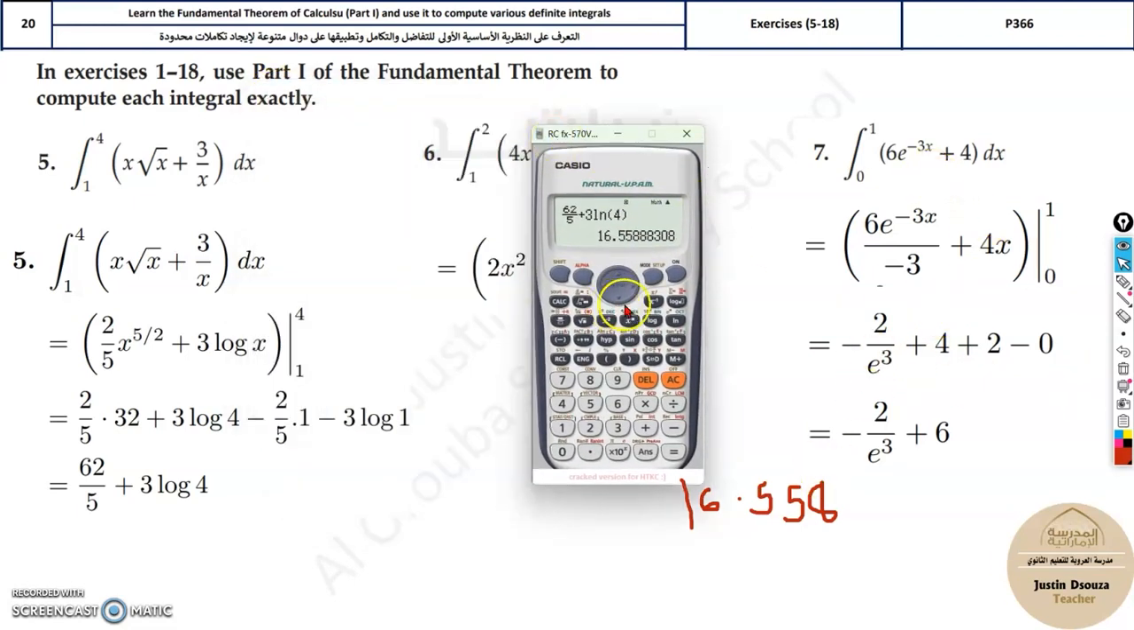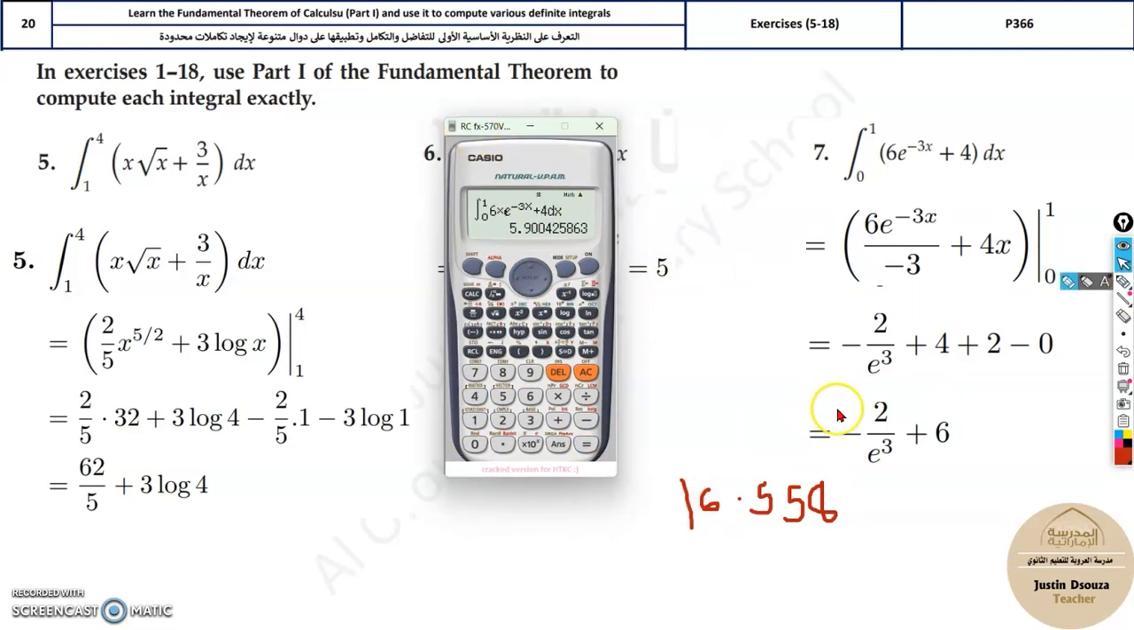Now, even over here, let me just do this integral. It is 6 into e. How do you get this e? Don't press alpha and over here. That means you can get e, but you won't get the power. Then you need to do it like this. You can do that, but the easiest method is shift and ln. That is e. Minus 3 alpha x. Now plus 4. Over here it is 0, and up over here it is 1. And press equal to, you'll get the answer. Now it's not matching. I'll just keep in mind 5.9.